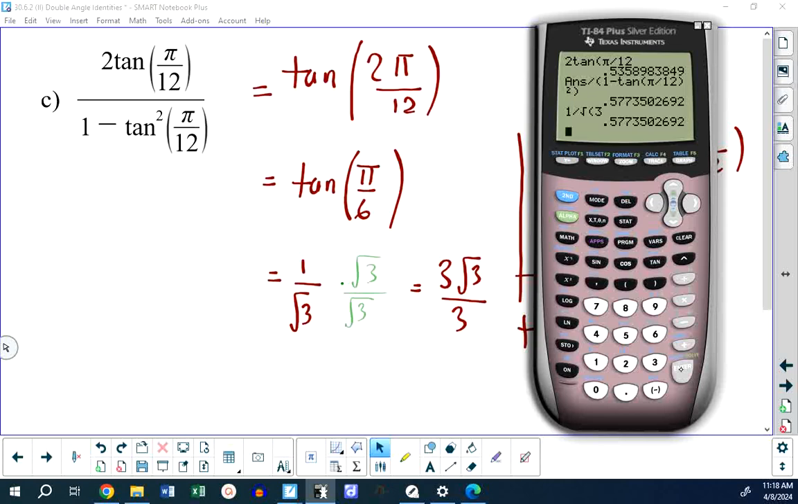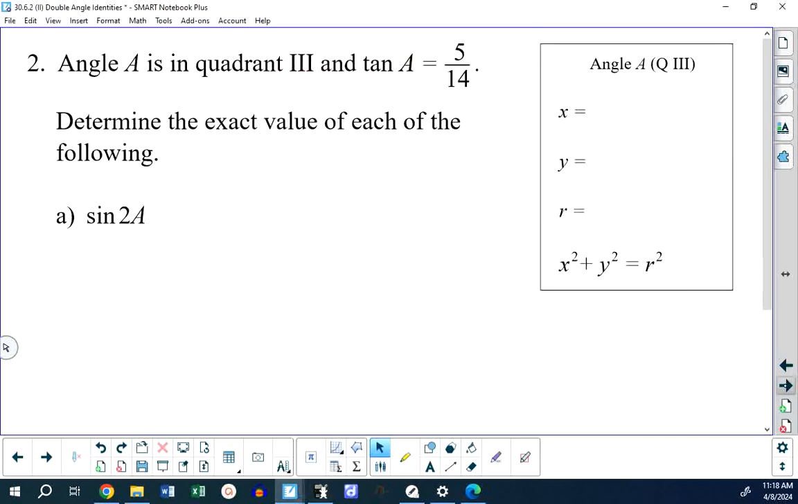Let's take a look at now a more involved question. An angle A is in quadrant 3, and tangent of A is equal to 5 over 14. Don't discount the importance of it being in quadrant 3. Sometimes you're told information that's erroneous. You don't need it. But sometimes you do need it. And because it's in quadrant 3, we should know that whatever we do, x and y will be negative. And I've put this box up here not because it would be given to you in the question, much like the last lesson. I'm putting it there to save us a bit of time.